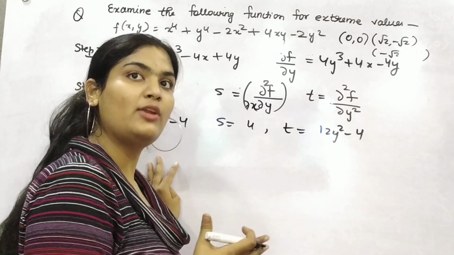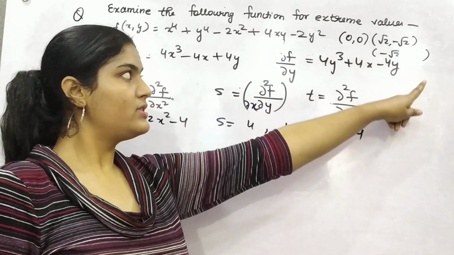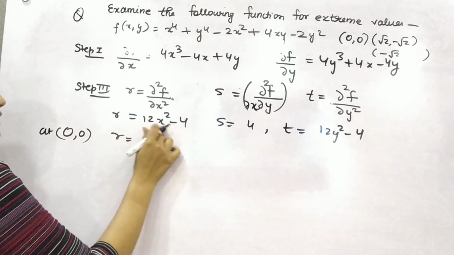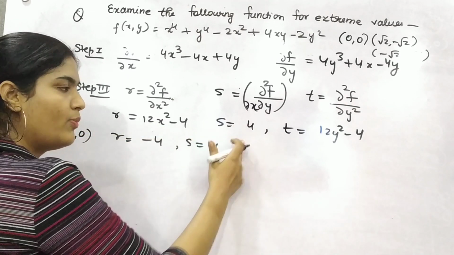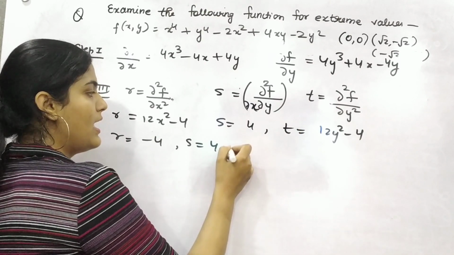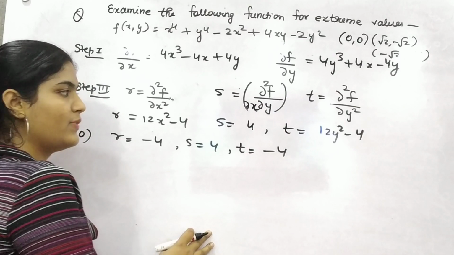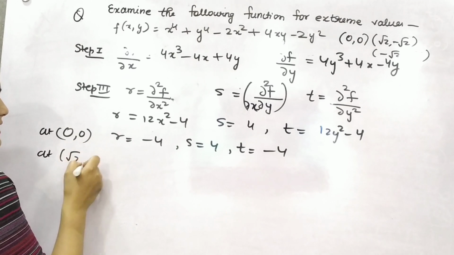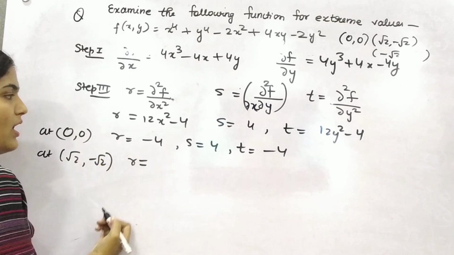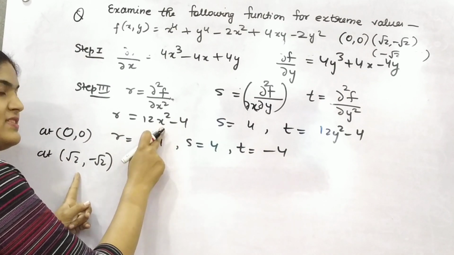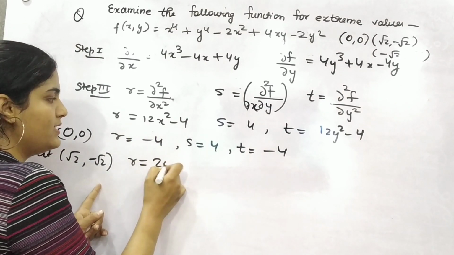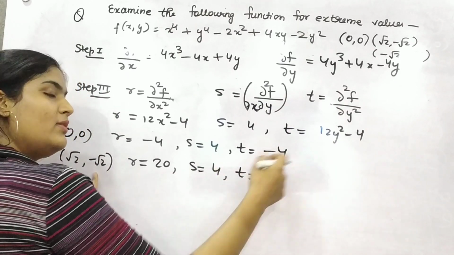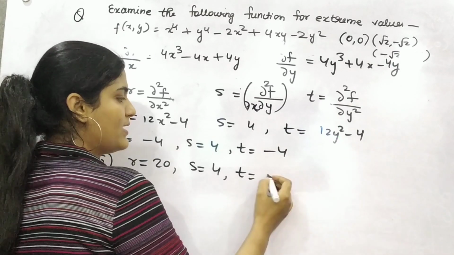Now, this was your third step. What you need to do is find r, s, t for these coordinates. So at (0, 0), your r will be minus 4, s is 4 because there is no variable to put the values in, and t is again minus 4 because you are putting x and y as 0. Then if you are putting (root 2, minus root 2), your r: root 2 square is 2, 12 times 2 is 24, 24 minus 4, 20. s is still the same, 4. And t, minus root 2 square will also be 2, so 12 times 2 is 24 minus 4, 20, right?